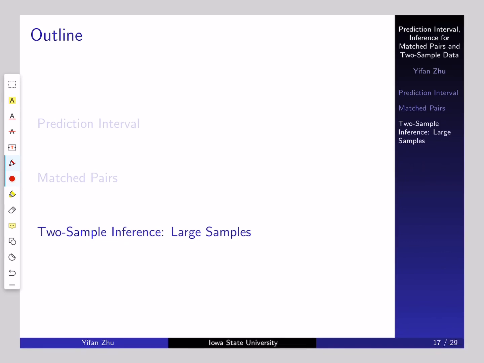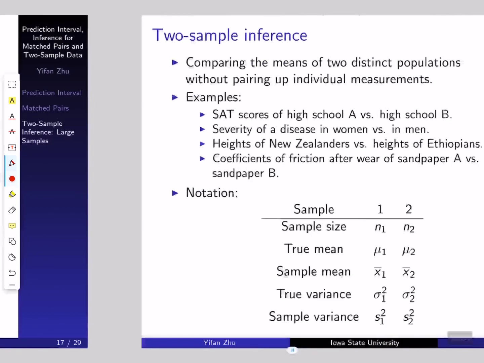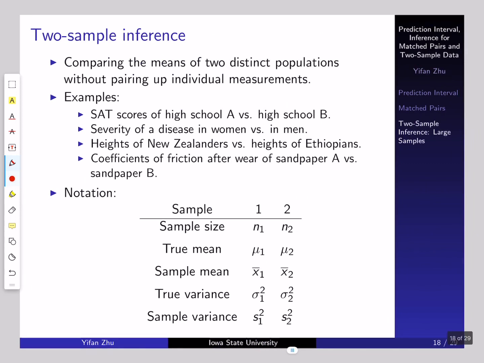Okay, so that's all for the matched pairs data. And then we have a two-sample inference. Today we will see the large sample case. It is also the inference for the mean difference, or difference of the means.